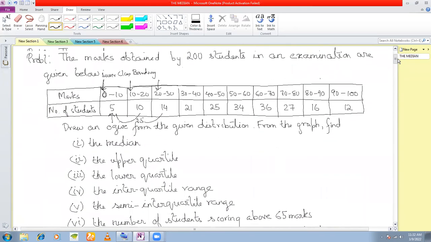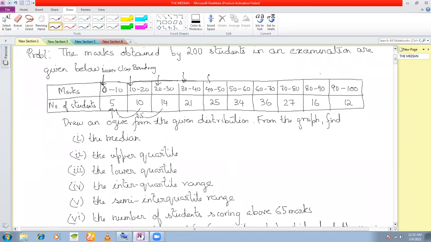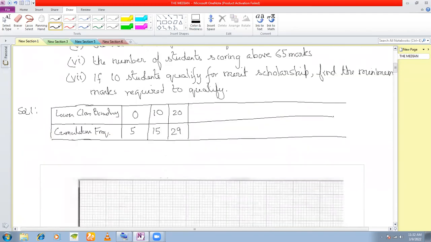Take the next lower class boundary, 30. And then you have 40, 50, and continue taking 60, 70, 80, and 90. So you have till 90. We are going to write here till 90: 30, 40, 50, 60, 70, 80, and finally 90. And we are going to continue writing the cumulative frequencies.